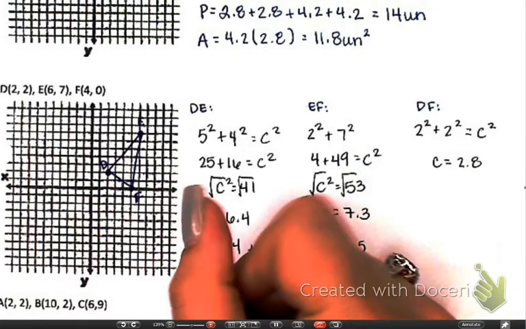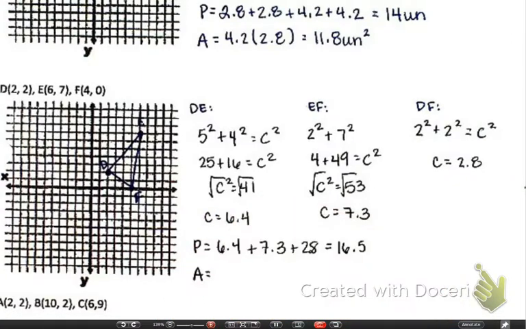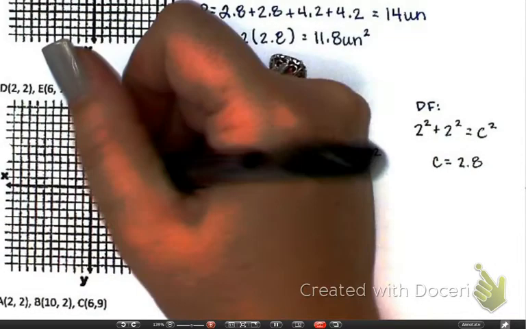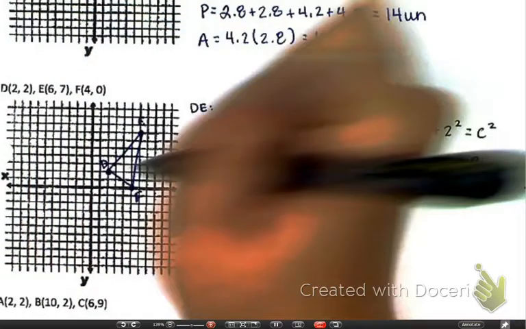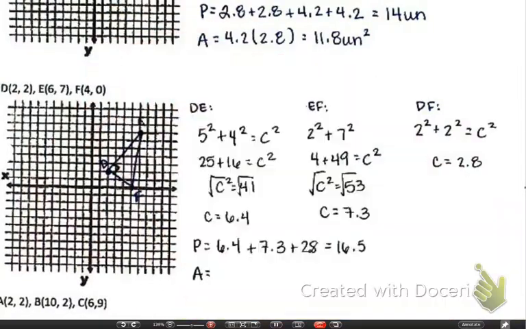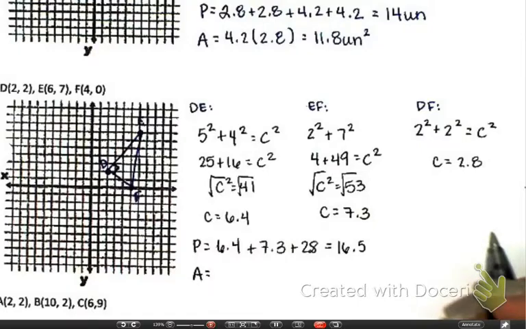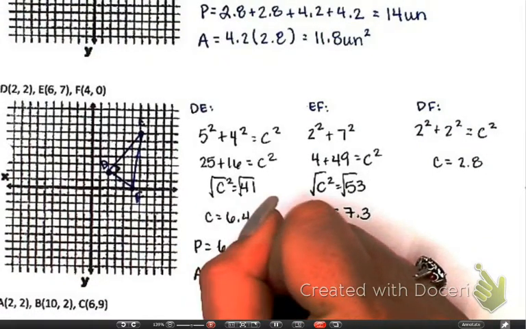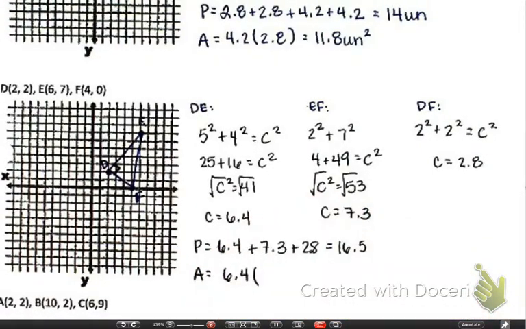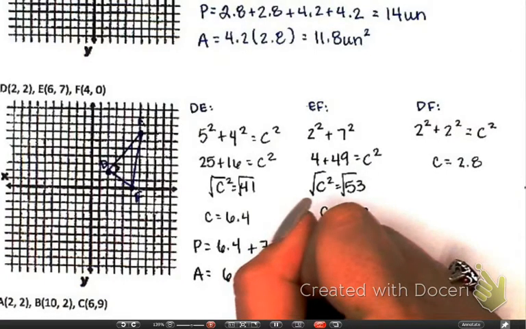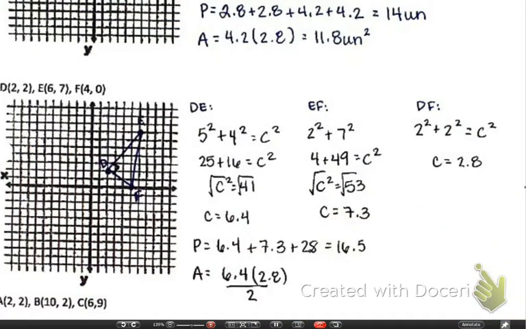Now, for area, which 2 side lengths create the 90-degree angle? So tell me the letters. What 2 side lengths create the 90-degree angle? DE with DF, which means that is your base and height. So DE is 6.4. DF is 2.8. And we divide all of that by 2.